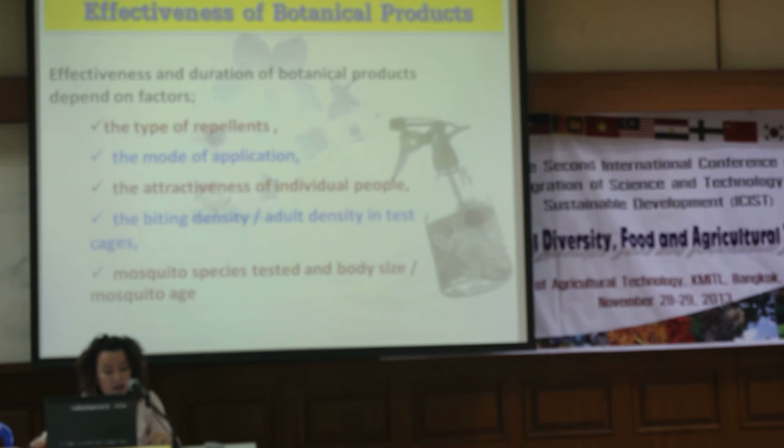Moreover, temperature and storage time will affect the efficacy of insecticide and repellent against mosquitoes. There are many factors that will affect the repellency, such as the type of repellent, the mode of action, the attractiveness of individual people, the biting density and adult density in the cage, and differences in the mosquito species tested and body size. Mosquito age can also affect test results.